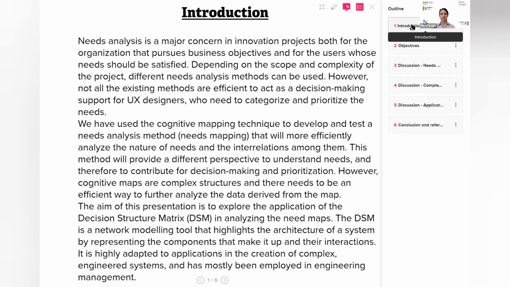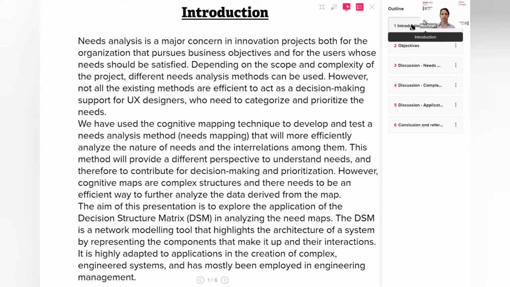Depending on the scope and complexity of the projects, different needs analysis methods could be applied. However, not all the existing methods could respond to the requirements and mandates coming from the UX designers who need to categorize and prioritize the needs and make the design decisions accordingly. We have used the cognitive mapping technique to develop and test a needs analysis method called needs mapping. Cognitive mapping has already been used in some organizations for strategic planning and decision making, the instances of which have been quite successful.